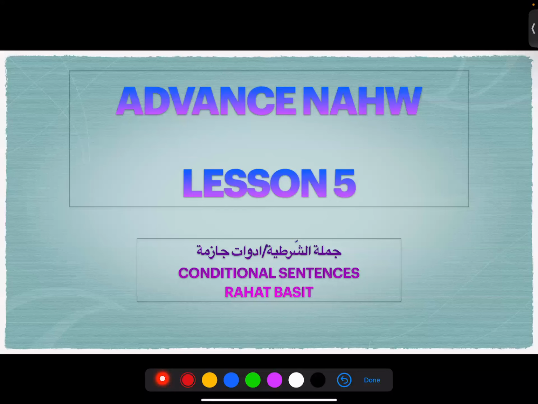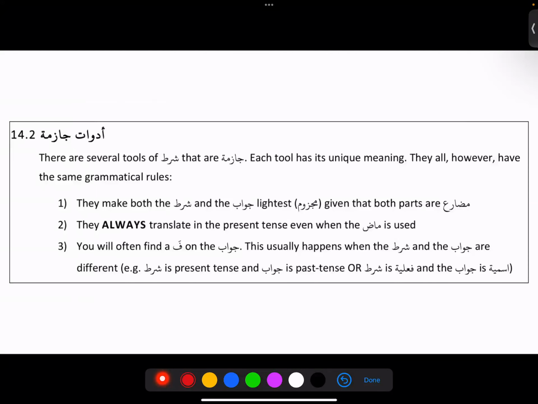So now let's see adawatu jazima. Today, inshallah, we are only going to talk about adawat which are jazima, and ghair jazima, inshallah, next class. So there are several tools of shart that are jazima. Each tool has its unique meaning. They all, however, have the same grammatical rules. What are the rules? They make both shart and jawabu shart majzoom, given that both parts are mudariya.